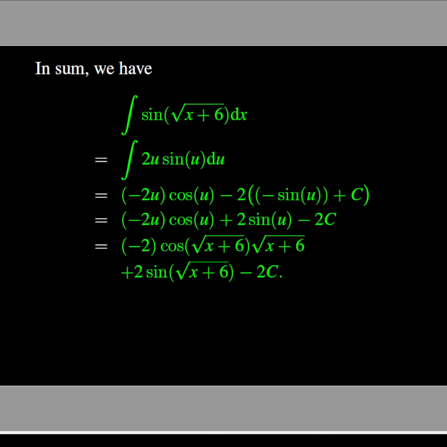Finally, when we replace u by square root of x plus 6, we see that the integral of sine of square root of x plus 6 dx is equal to minus 2 times cosine of square root of x plus 6 times square root of x plus 6, plus 2 times sine of square root of x plus 6 minus 2c.